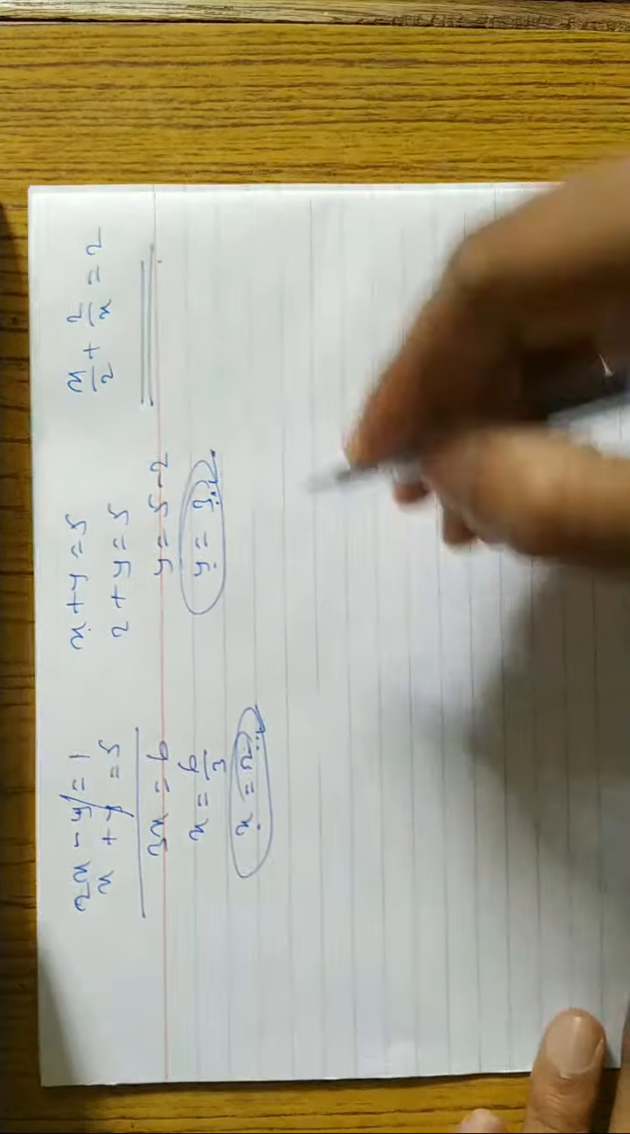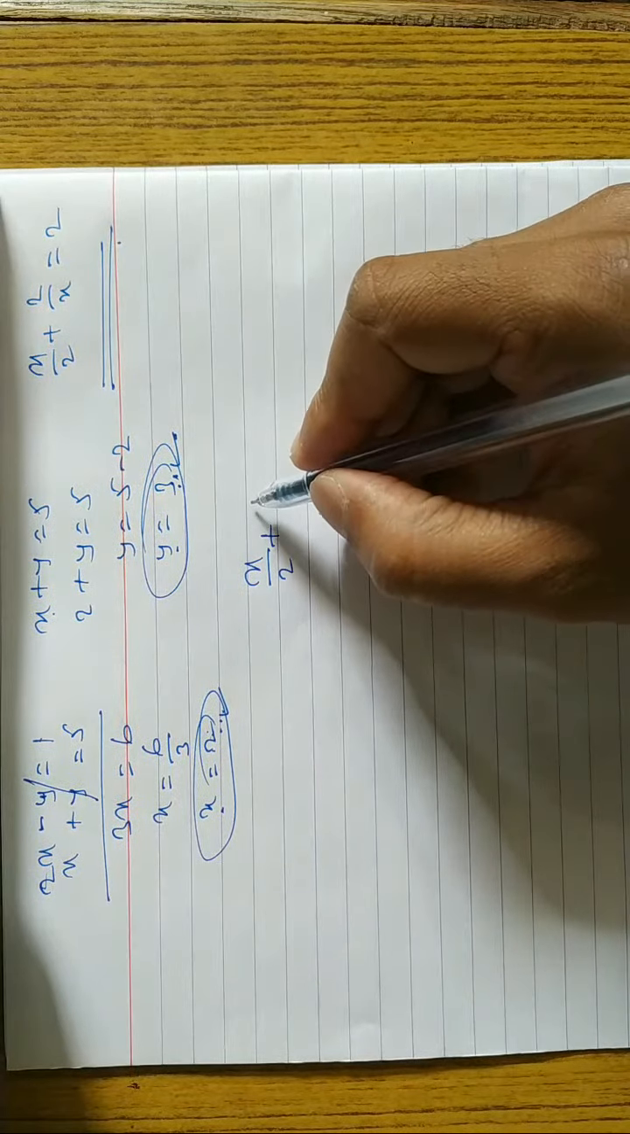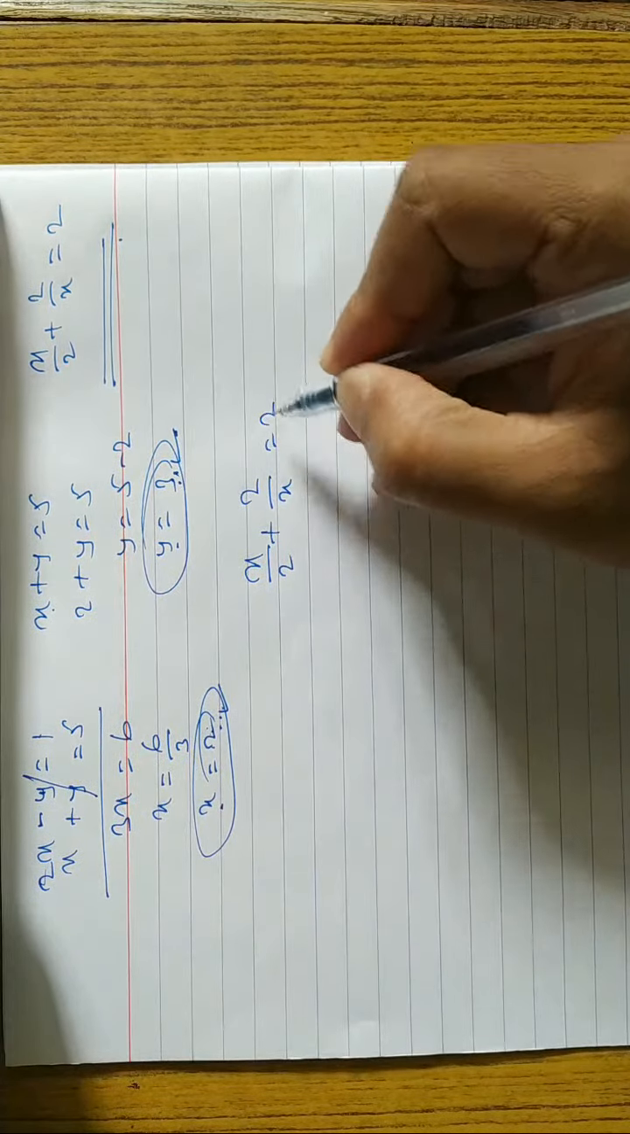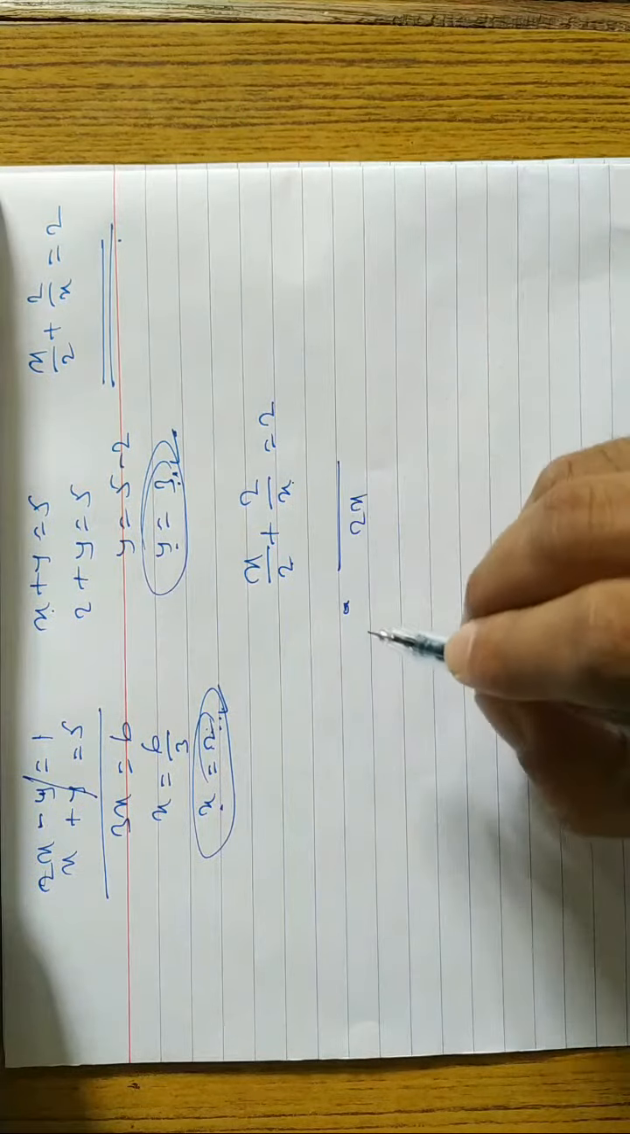Now look at this one, how to solve. x by 2 plus 2 by x is equal to 2. Now we have to take the LCM. What is the LCM? 2x. So we have to write here 2x.